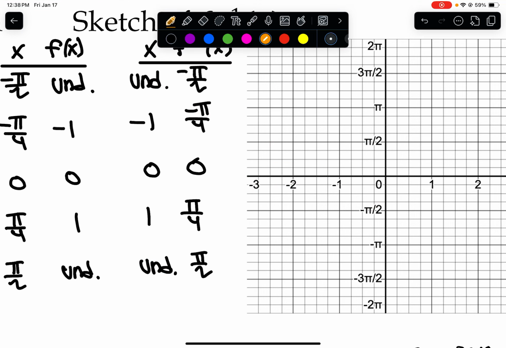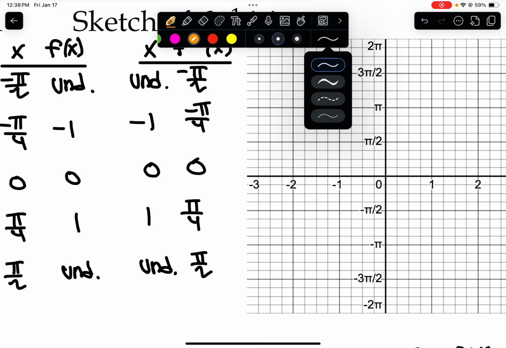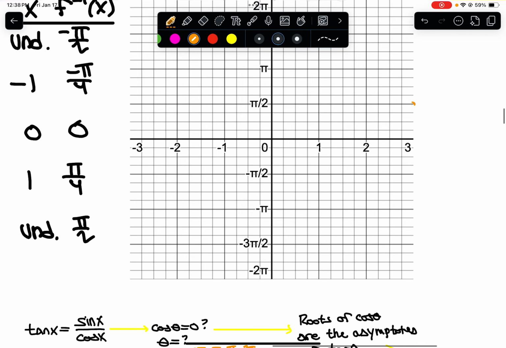Okay, so I'm going to go ahead and draw my asymptotes. I'm going to try to, if it works. Here we go. Come on. There we go. So I'm going to have asymptotes at pi over 2 and negative pi over 2.